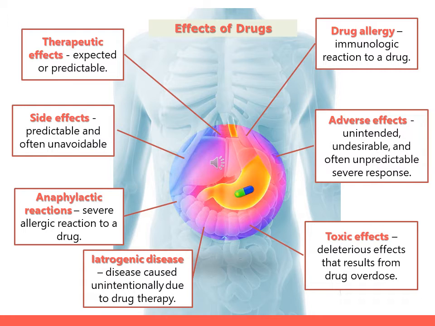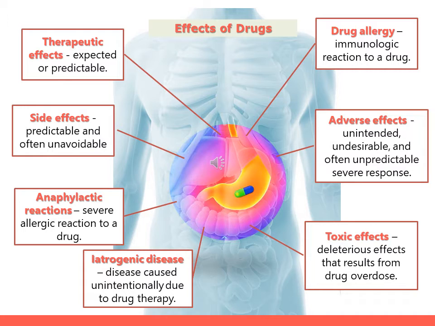We also have toxic effects. Toxic effects are deleterious effects that result from drug overdose. Drug overdose means you have given to a patient a medication more than what is required. So for example, if the order is 500 milligram, one tablet, and then your patient took 5, 6, 7, 8, 9, 10 tablets, and it causes deleterious effects. It causes fatal effects to your patient. We call it toxic effects.